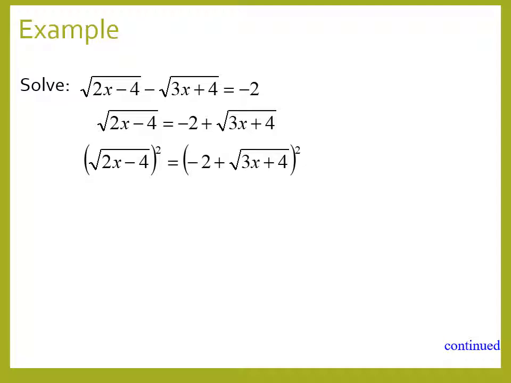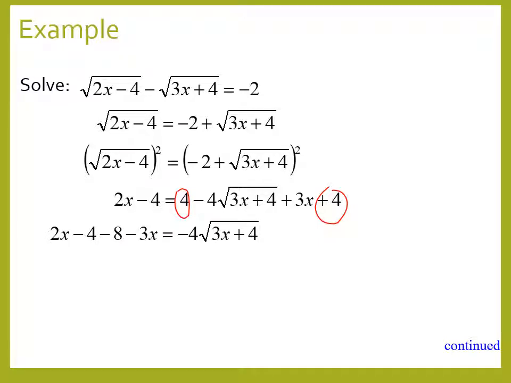Do the same thing as the previous one, where I FOIL or I use my shortcuts. Either way, I end up with 2x minus 4 equals 4 minus 4 times the square root of 3x plus 4 plus 3x plus 4. I'm going to combine like terms, plus 4 and another positive 4.